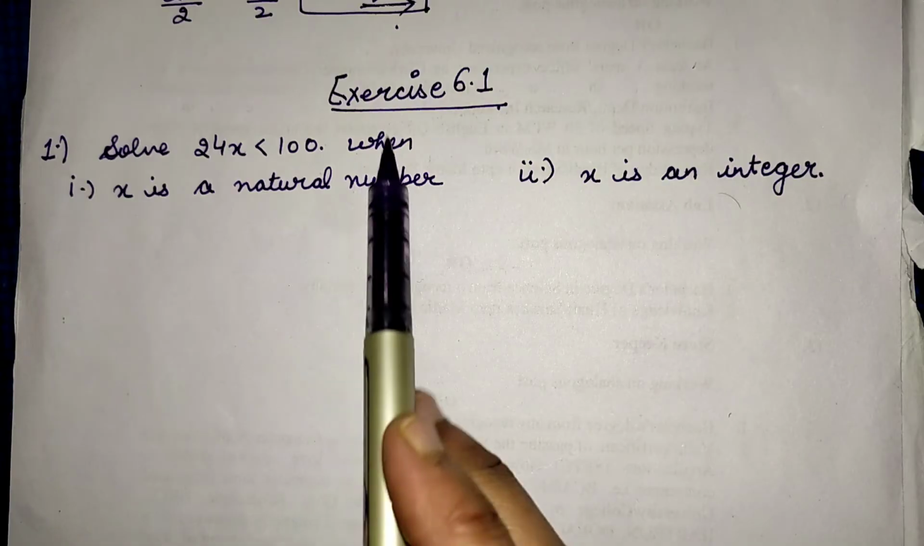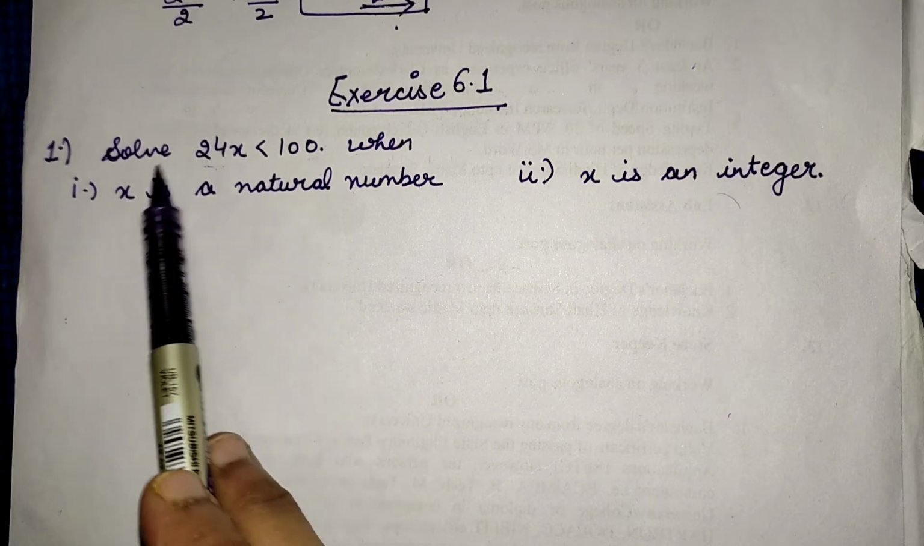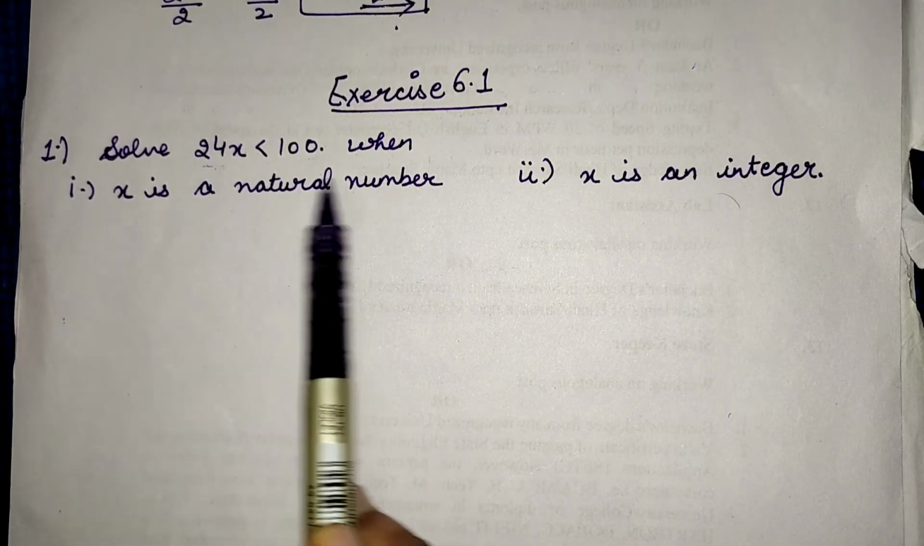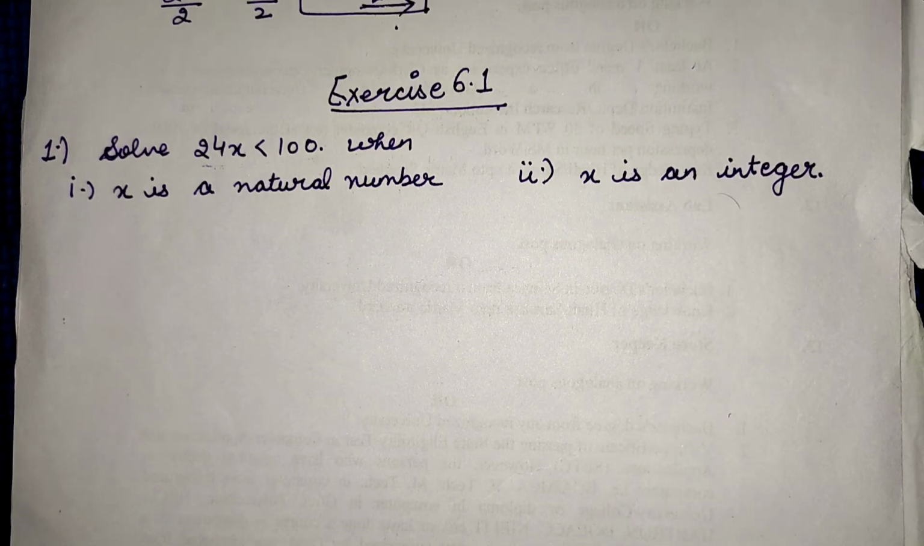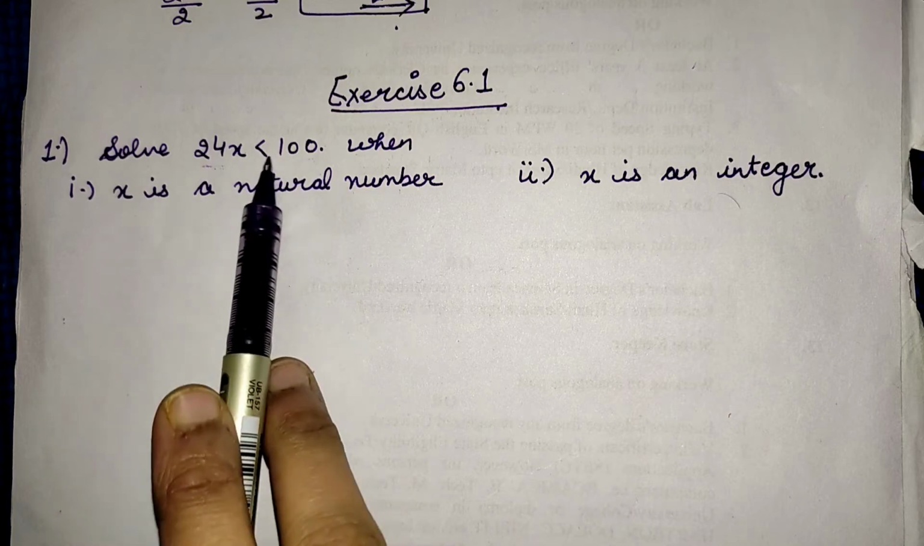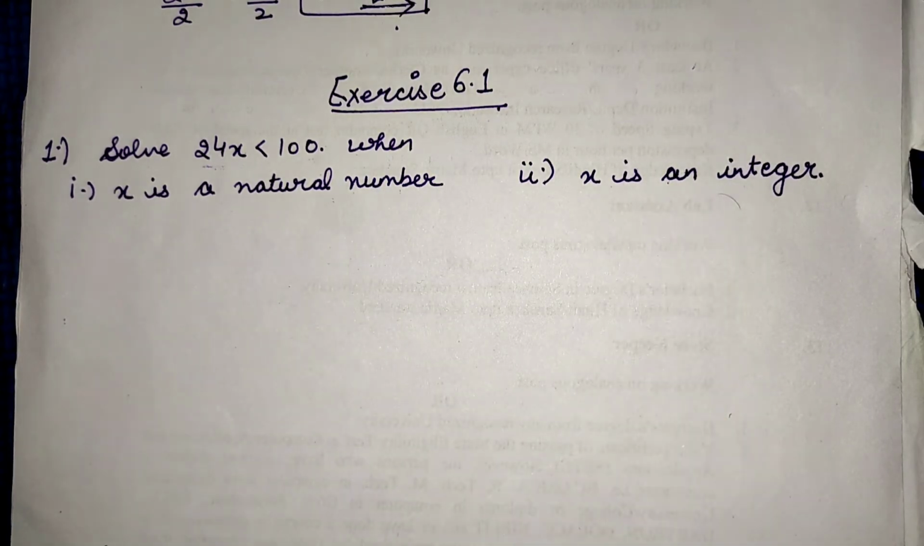Okay. Moving to exercise 6.1. What does the question says? That solve this equation when x is a natural number or when x is an integer. So in the first 4 questions you have to find out the value of x when x is a natural number and when x is an integer.